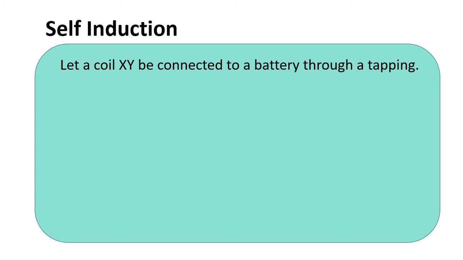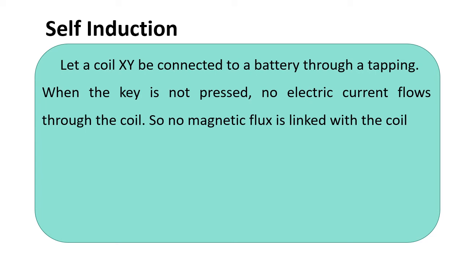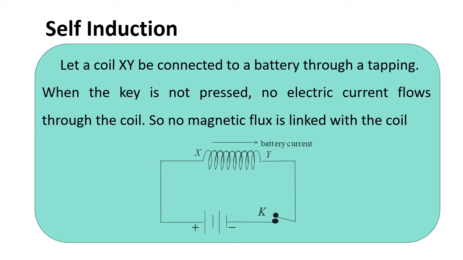For clear analysis, I want to give one circuit now. Let a coil XY be connected to a battery through a tapping key. When the key is not pressed, there is no electric current flowing through the coil. So no magnetic flux is linked with the coil. In that case, there is no current, there is no change of current, then there is no question of opposing.